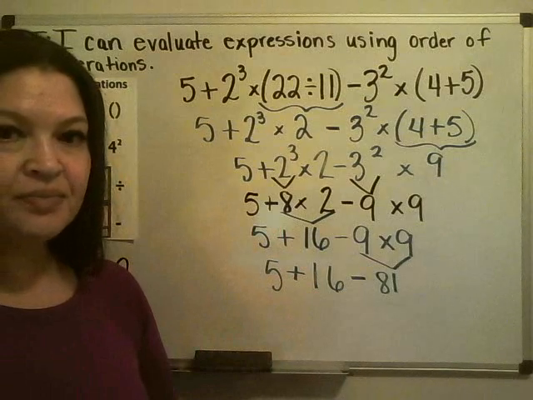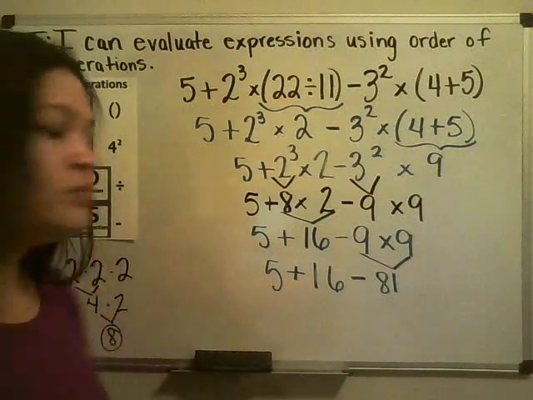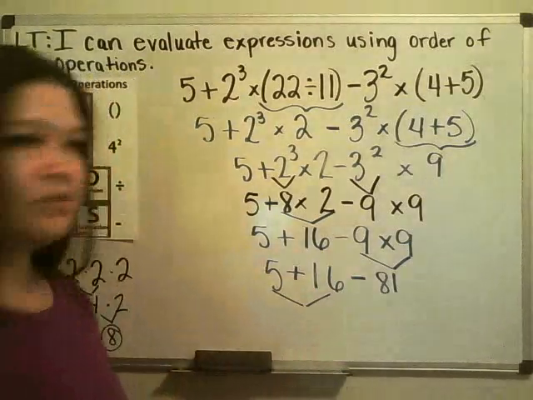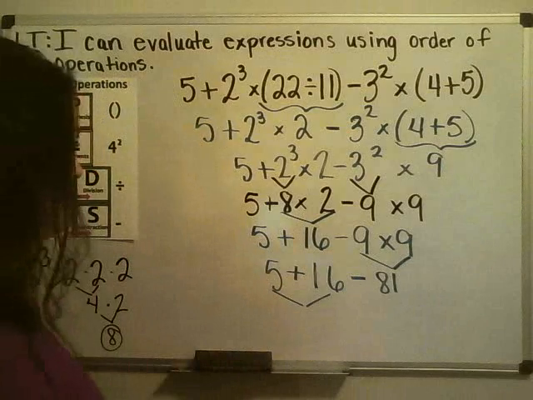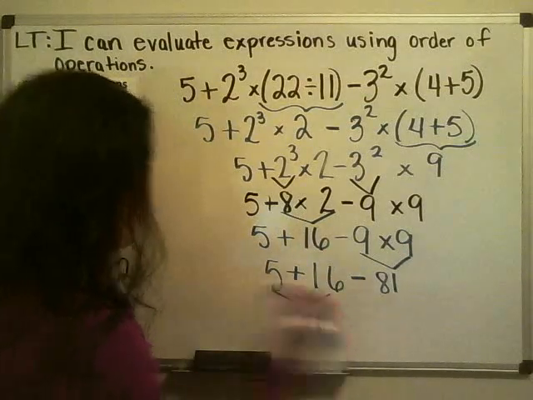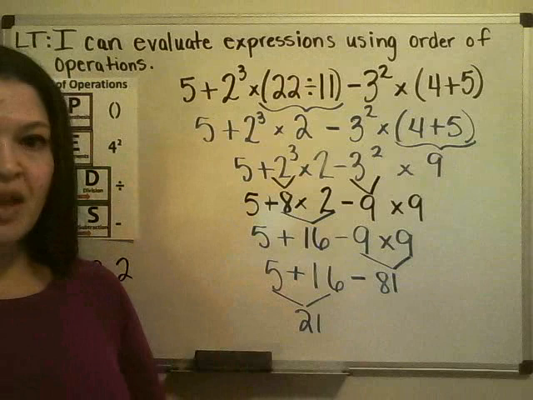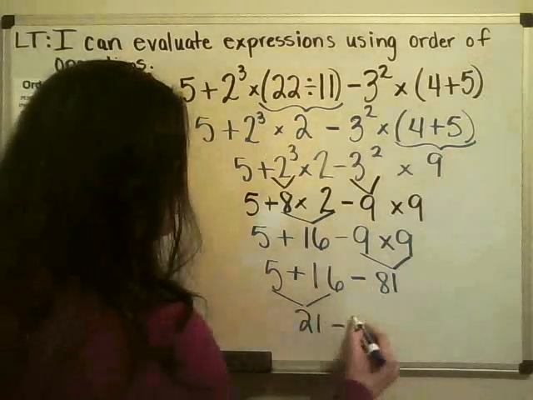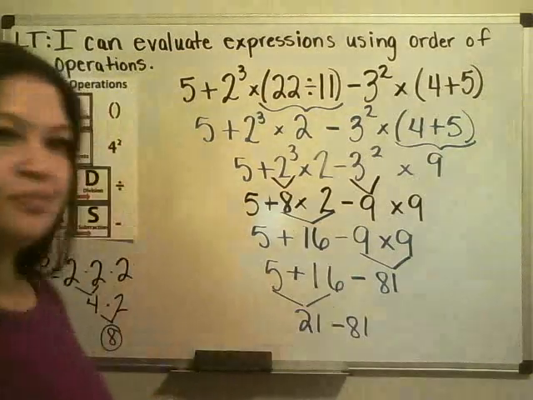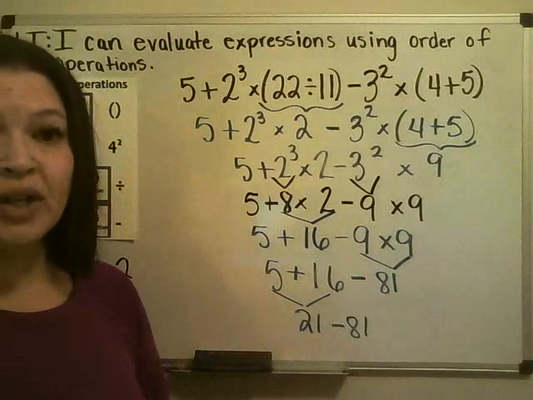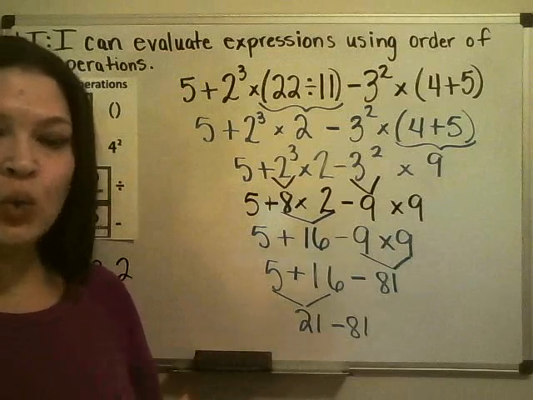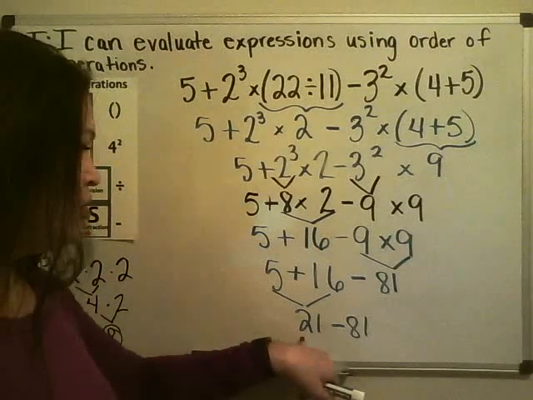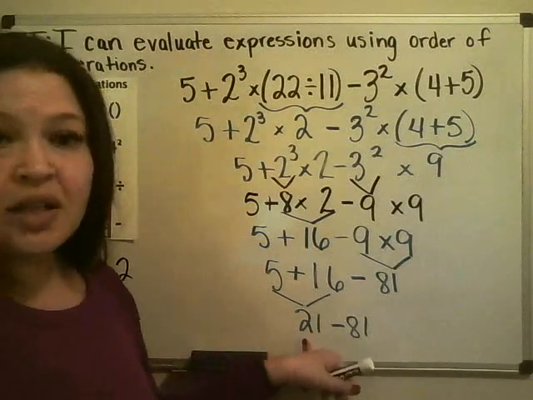Now what? So now you're going to do addition. You're going to go 5 plus 16 is 21. Bring down what you have left, and all we have left is a subtraction of 81. 21, take away 81. Hopefully you're saying, uh-oh, that's a smaller number. Yeah, it is. It's okay.